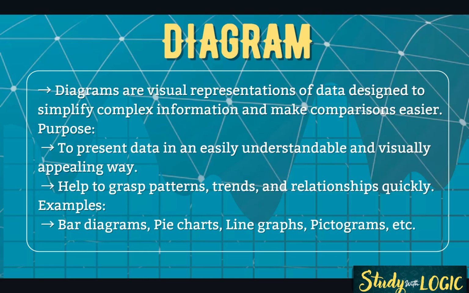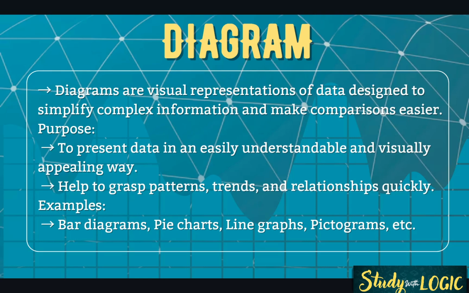For example, bar diagrams, pie charts, line graphs, pictograms, etc. In other words, diagrams are pictures or drawings that show numbers and data. They help us understand information quickly. Instead of reading a lot of numbers or text, we can just visualize the data and understand it easily, and also you can explain it to others easily. And also, as we have already seen, there are different types of diagrams such as pie diagrams, bar charts, line diagrams, picture charts, and also maps.